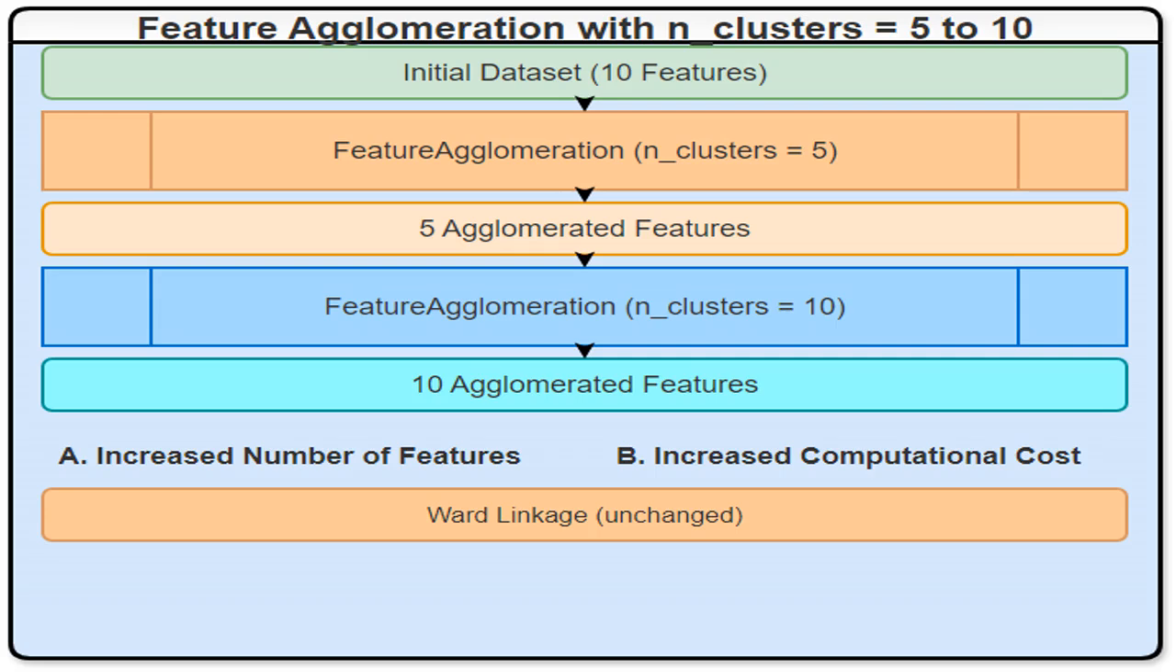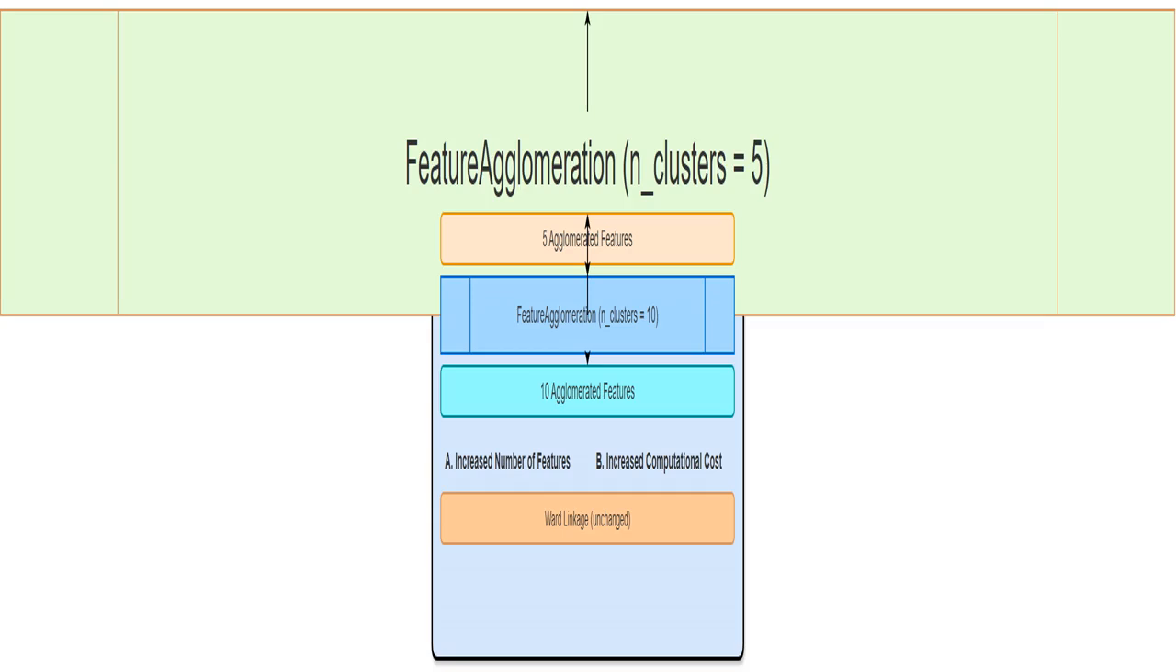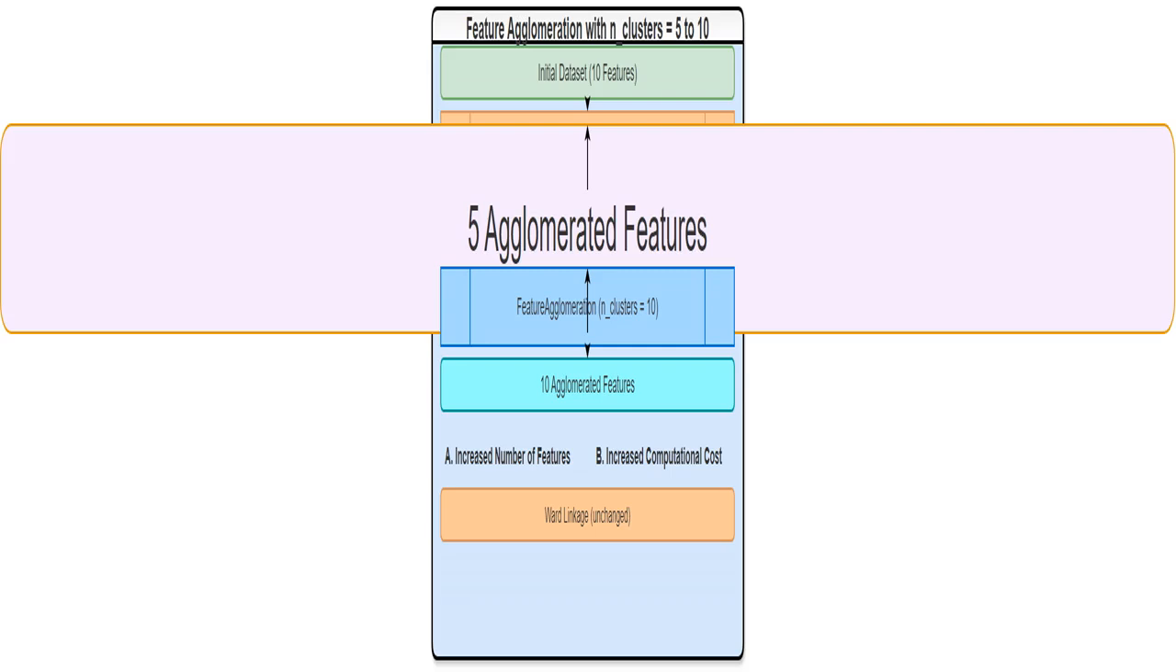I start with a dataset that has 10 different characteristics, or features, for each data point. For example, if my data is about houses, these features could be square footage, number of bedrooms, location, etc. I use feature agglomeration, a technique that groups similar features together. With 5 clusters, I'm merging the 10 original features into 5 groups of similar features. This reduces the number of features to deal with, simplifying the data.